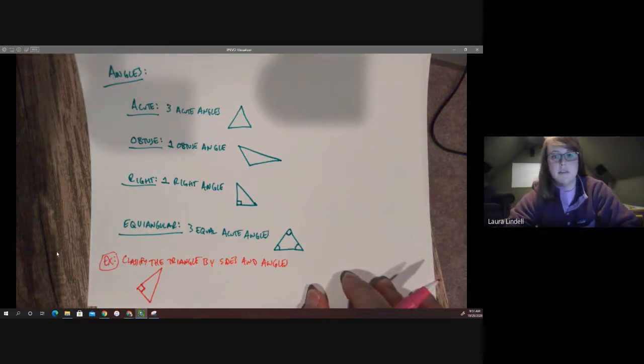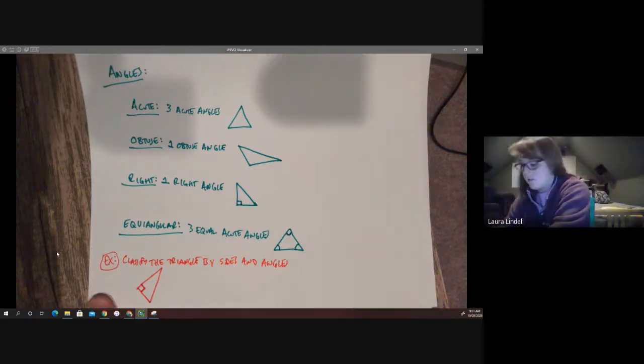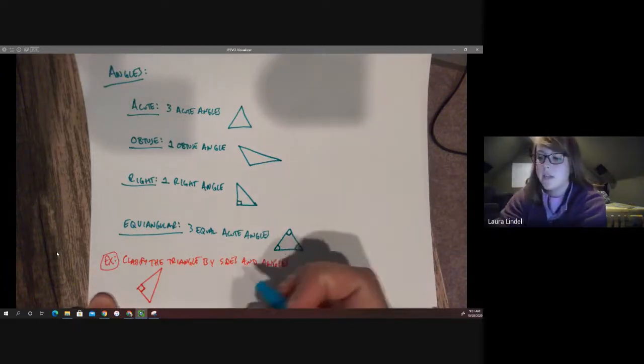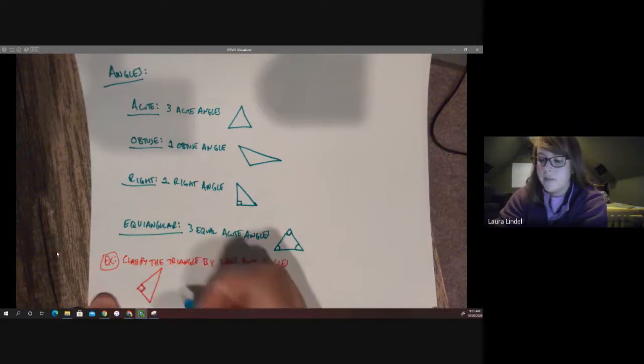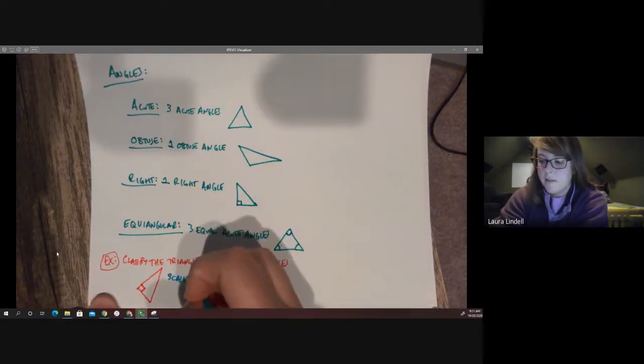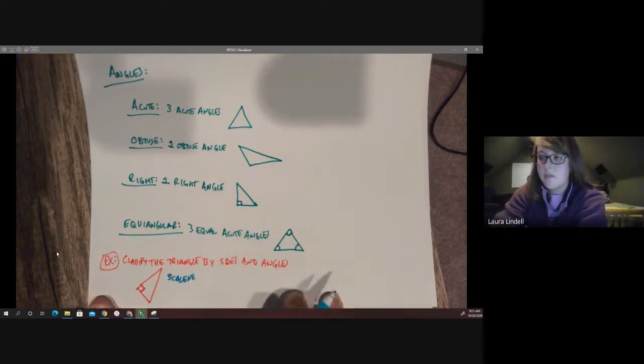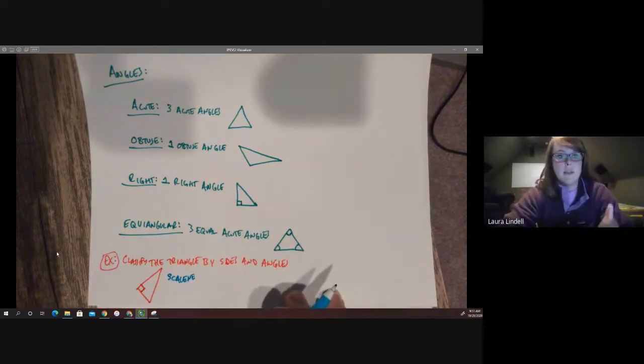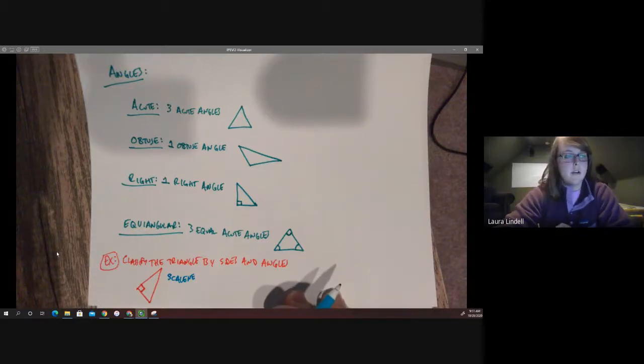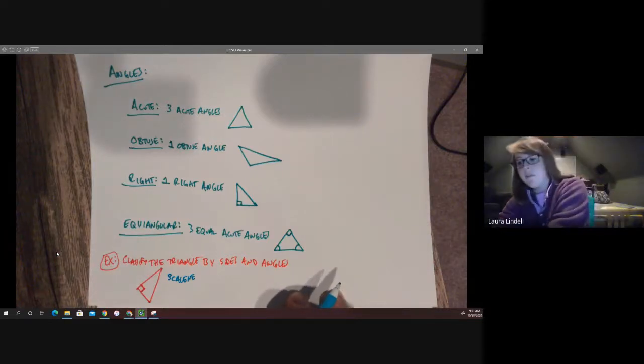And go ahead and type in the chat for this one. What do we think? Yes, you're right. It is scalene. This one has no sides that are the same. And remember, in order to assume that things are the same, they need to be labeled as the same. This would be scalene. So just because they're not all labeled as particularly being different, doesn't mean we can assume any of them are the same either.